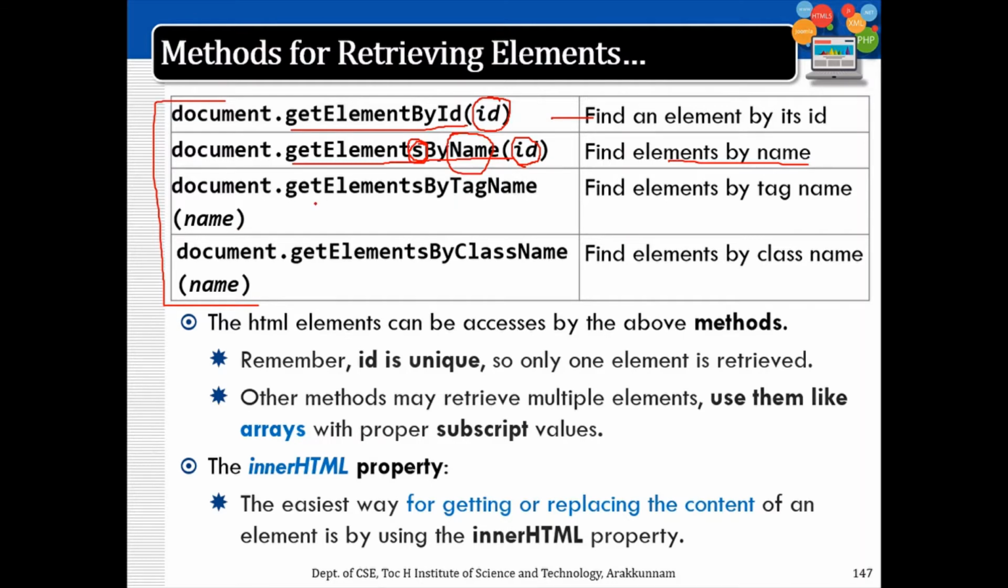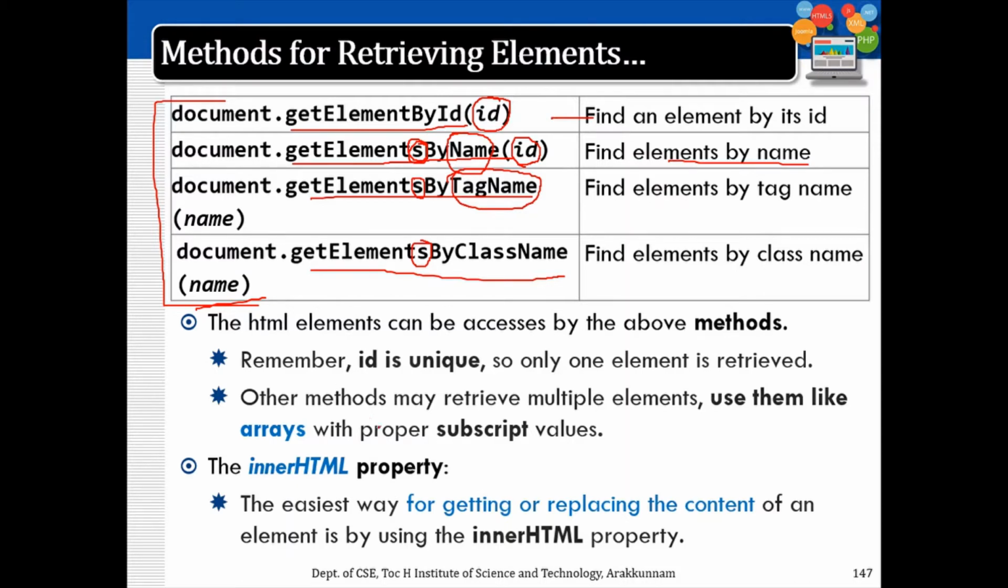Similar is the next method, getElementsByTagName. This is accessing the elements using the tag name. Tags will be repeated within the HTML page, so multiple elements will be retrieved, and here also they will be retrieved as an array of elements. And finally we have getElementsByClassName. In div and span we have seen how you give a class name. Elements which belong to the same class will be retrieved by this method, and we have to give the class name as the parameter.